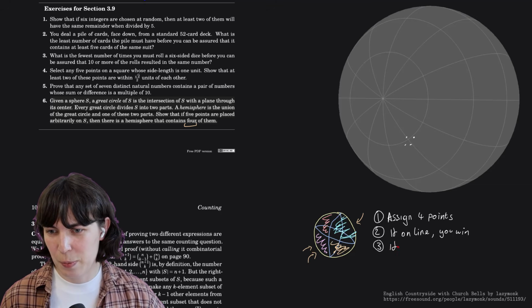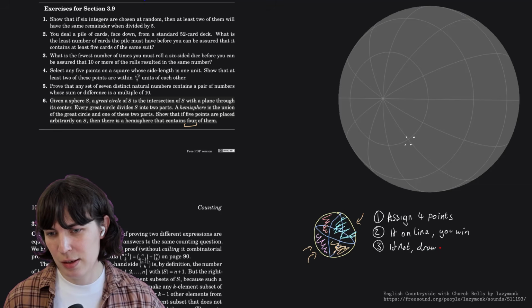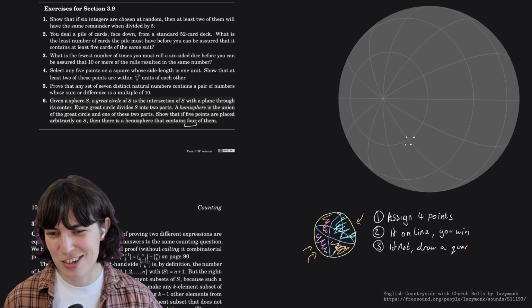Okay, if not, I don't know, draw a quadrilateral. Oh my gosh, it's going. I'm losing it.